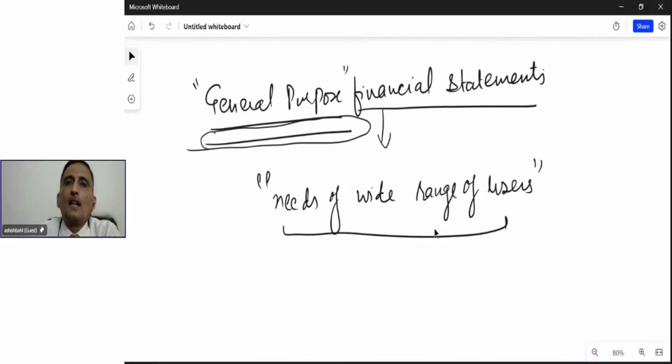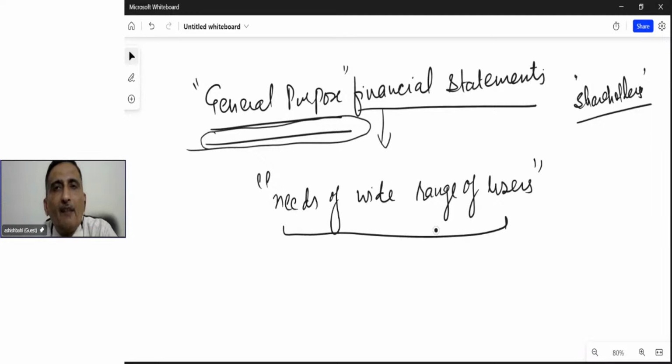Okay. So we take the balance sheet of a company, the financial statements of a company. The same balance sheet, same financial statements, can be used by a variety of stakeholders. These can be used by shareholders for their own purpose. They would be interested in the profits of the company, whether the company would be able to give dividend.